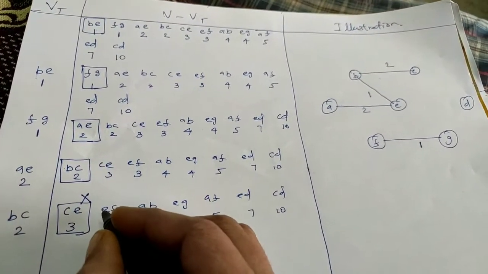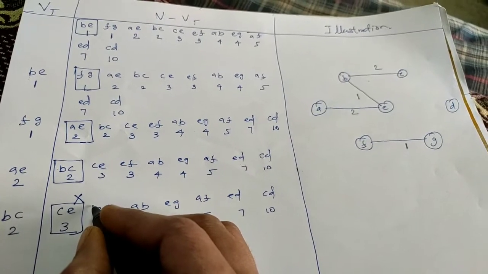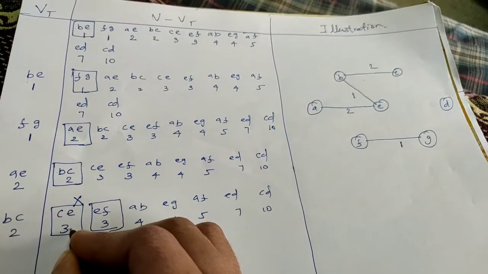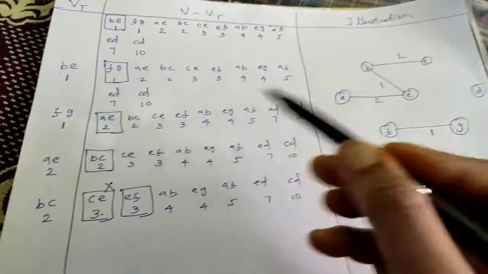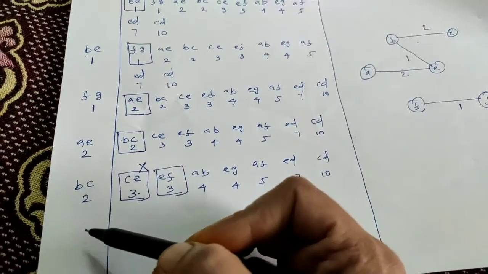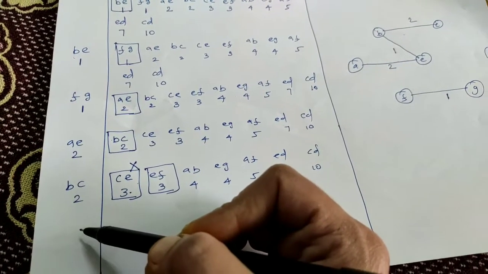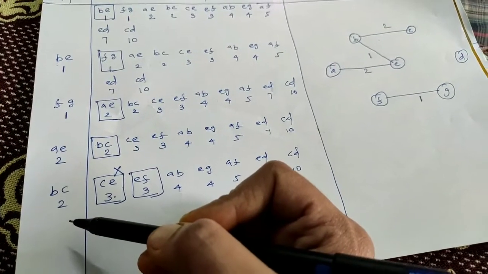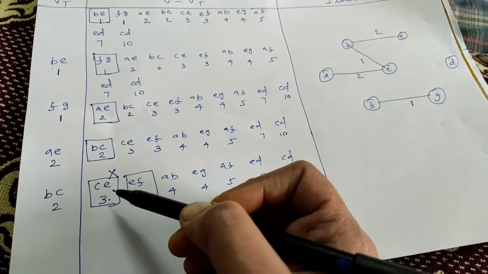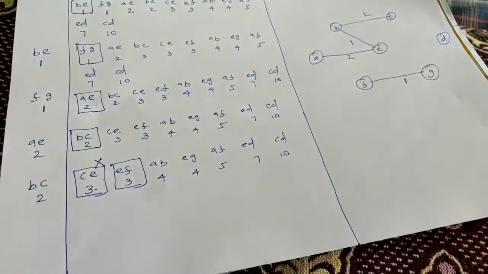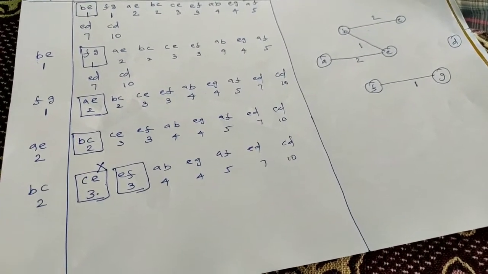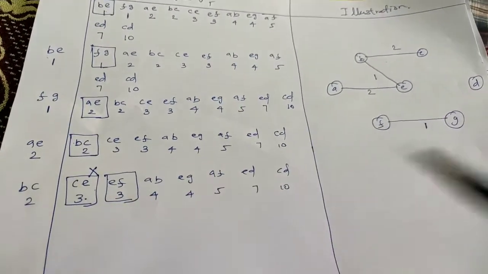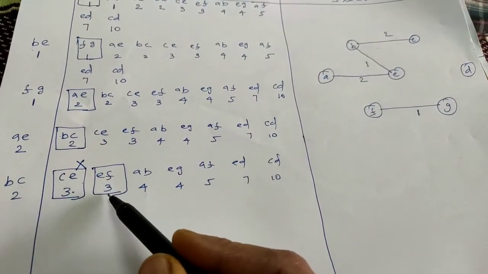So what is the next stage to be processed? Since this was forming a cycle, I didn't include it in the spanning tree. I did not bring this CE edge to the tree vertex. When will I bring the edge to the tree vertex? If it is included in the spanning tree without forming a cycle, then I will bring that particular edge to the tree vertex. Since it is forming a cycle, I just discarded it. I am proceeding with the next edge EF with the weight 3.